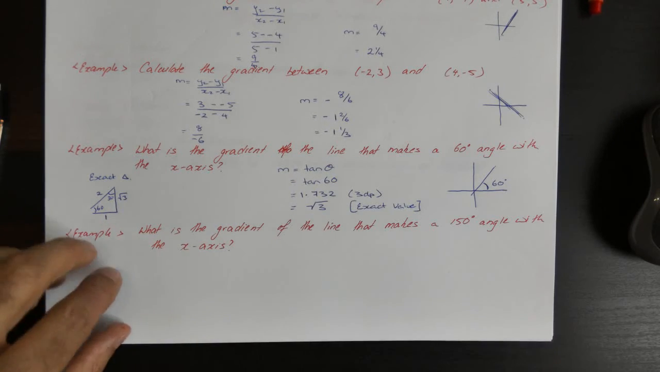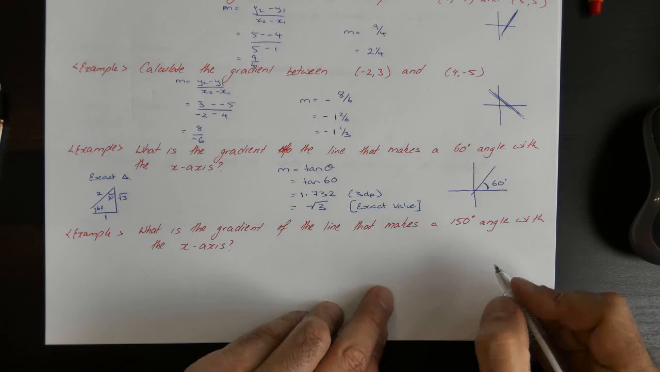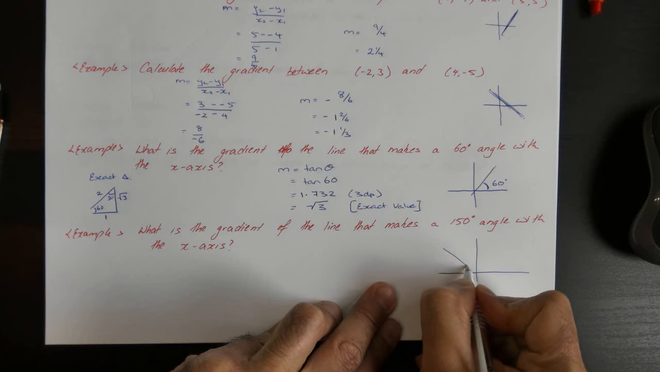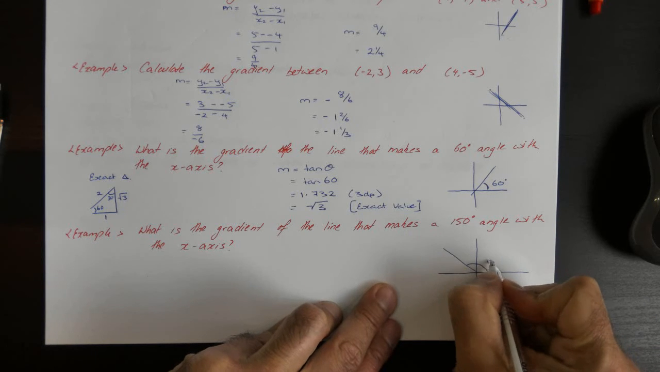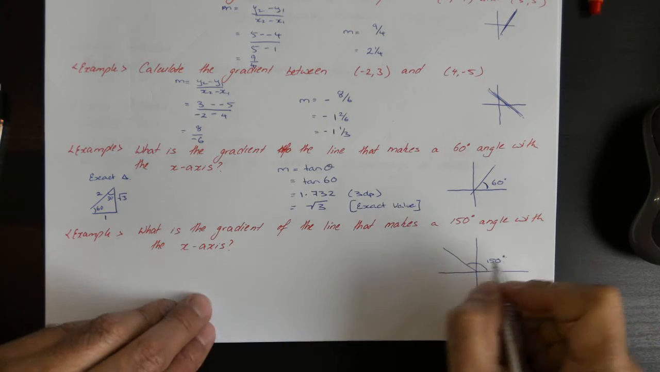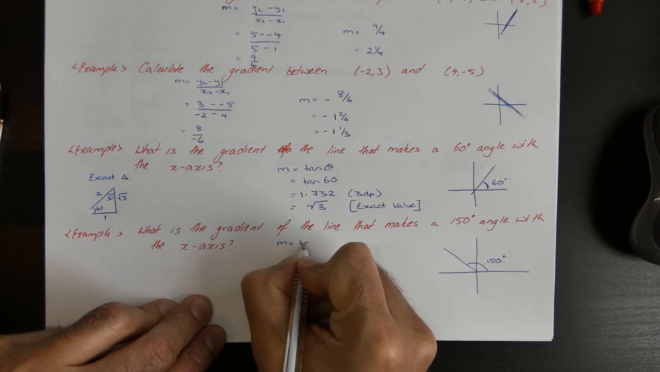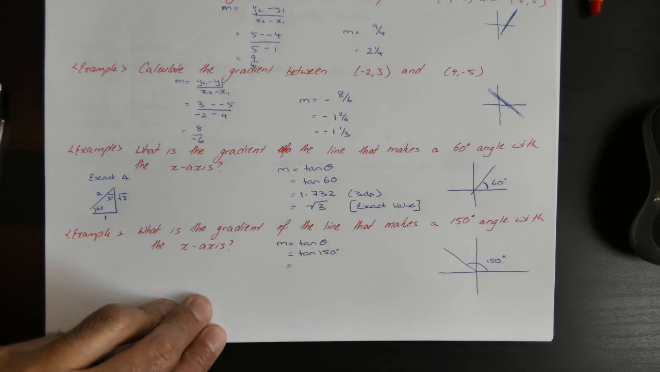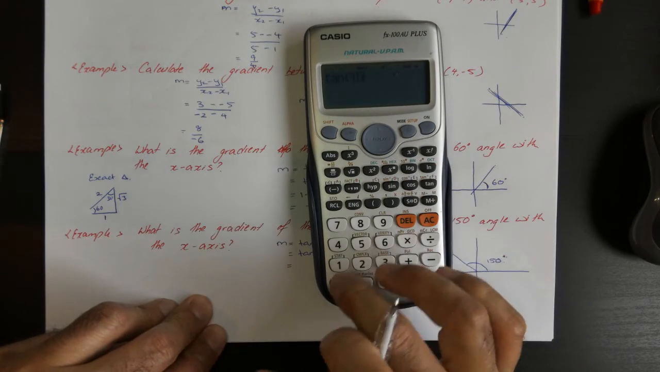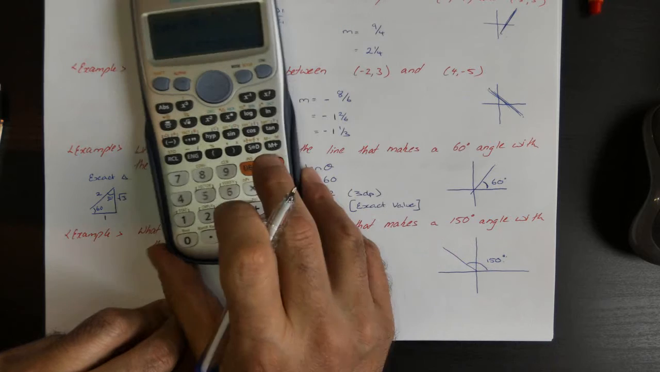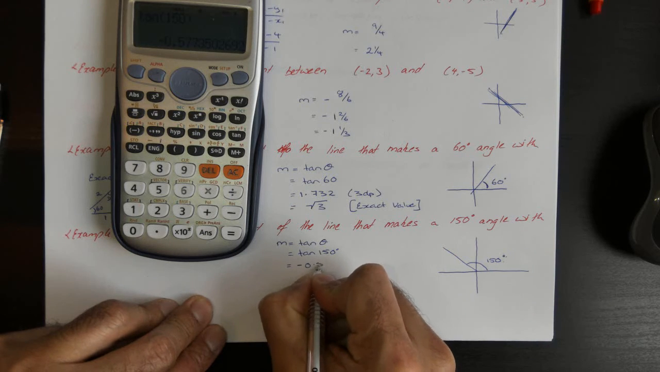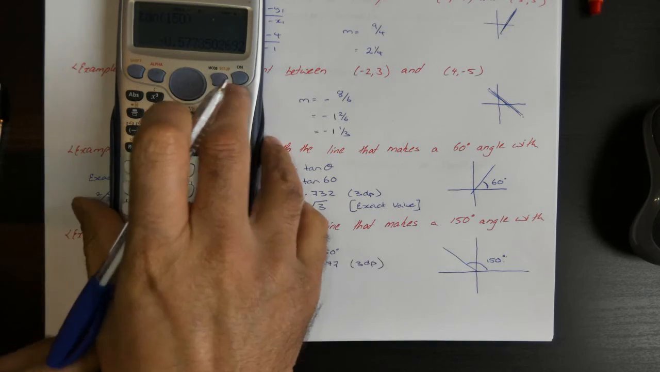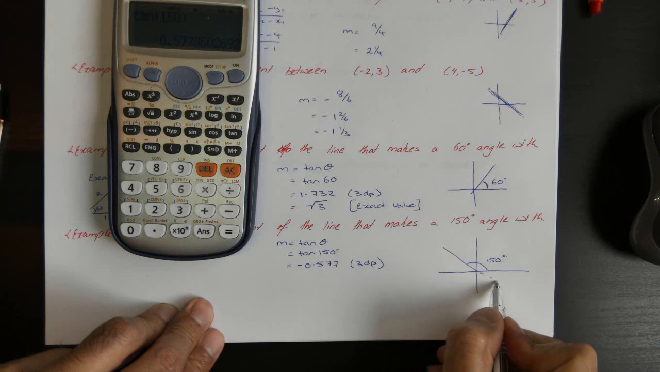Okay. So what is the gradient of the line that makes a 150 degree angle? If it's making a 150 degree angle, it's somewhere around about here. So this is 150 degrees. Let's see what happens if we put in m equals tan theta. If we put in 150, what do we get? So tan 150, we get -0.577. And that kind of looks right because we have a negative line.